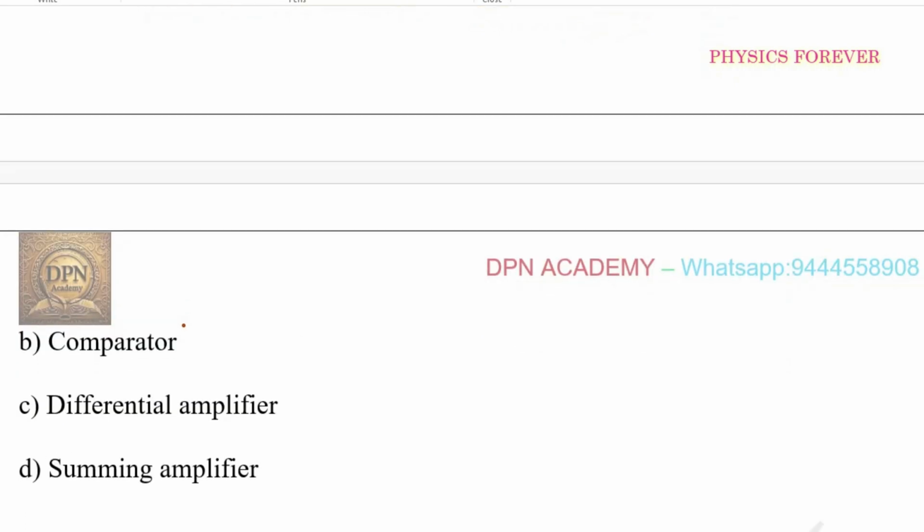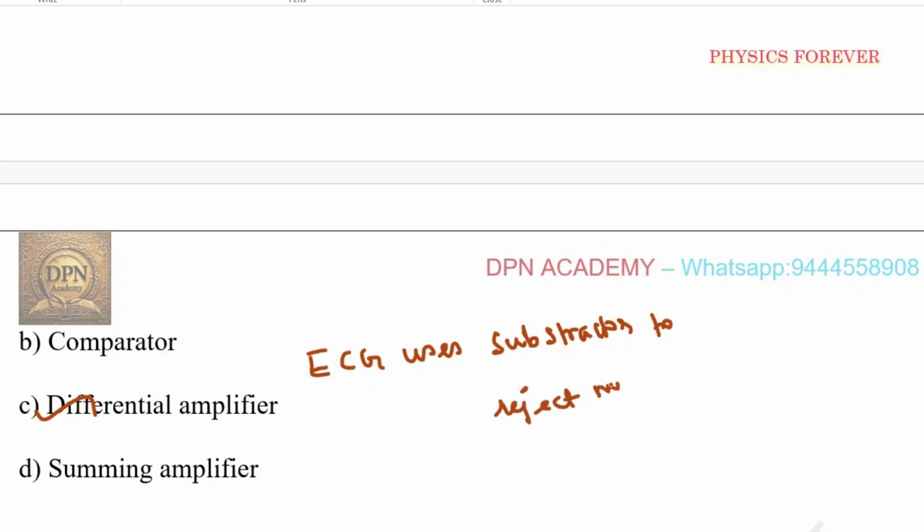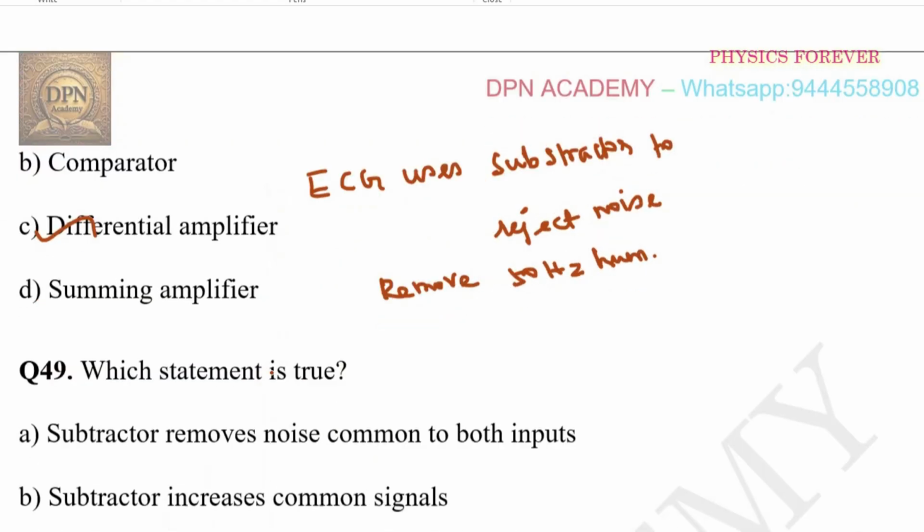The correct option is differential amplifier, because ECG uses a subtractor to reject noise. So we have to use a differential amplifier. It should remove the 50 Hz hum. So in ECG we have to use a differential amplifier to reject that noise. So option C is correct.